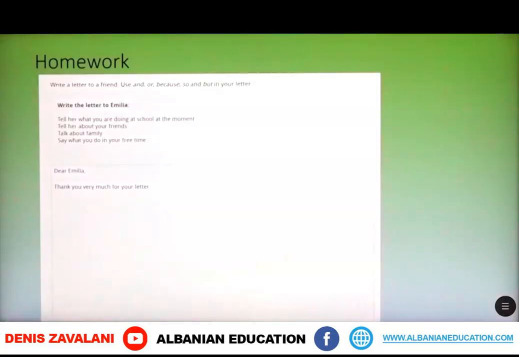And as homework, you're going to write a letter to a friend and you're going to use the linking words and, or, because, so, and but. You have some tips down there to start the letter and to finish it. So you're going to tell your friend, her or him, because you might change the name. Not necessarily you should write to Emily. Tell her what you're doing at school at the moment. Tell her about your friends. Talk about family and say what you do in your free time.